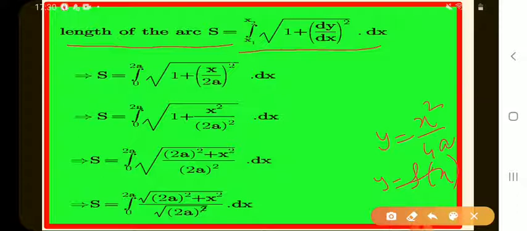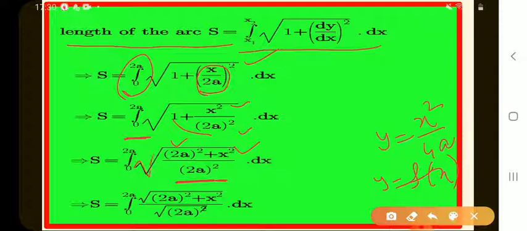What are x1, x2 here? 0 to 2a, root 1 plus, what is dy by dx? (x by 2a) whole square. Okay. Next, that implies S equals integral 0 to 2a root 1 plus (x by 2a) whole square, meaning x square by (2a) whole square. Now I take the LCM. What is the LCM here? (2a) whole square is the LCM. So what is the numerator? (2a) square into 1, that is (2a) square plus x square. In the denominator we have (2a) whole square.